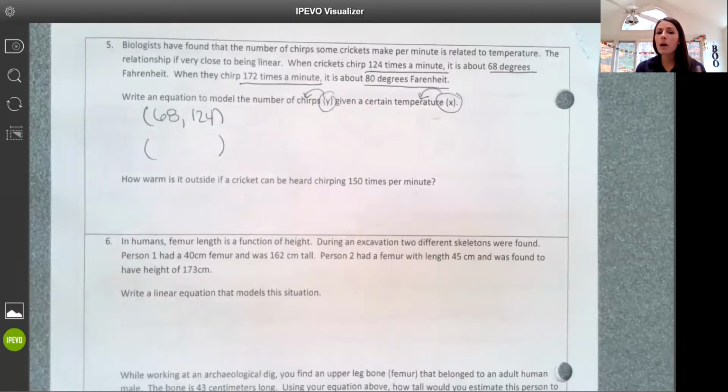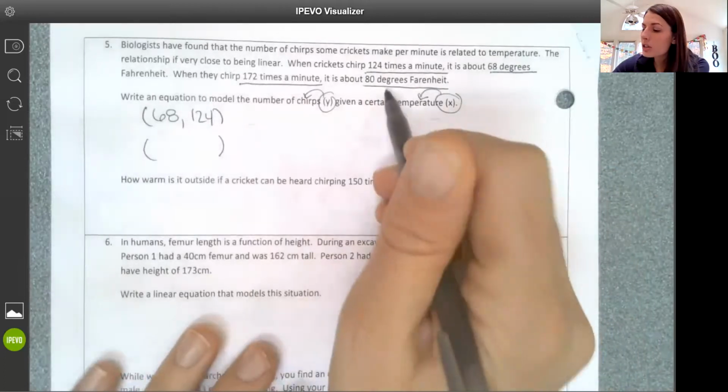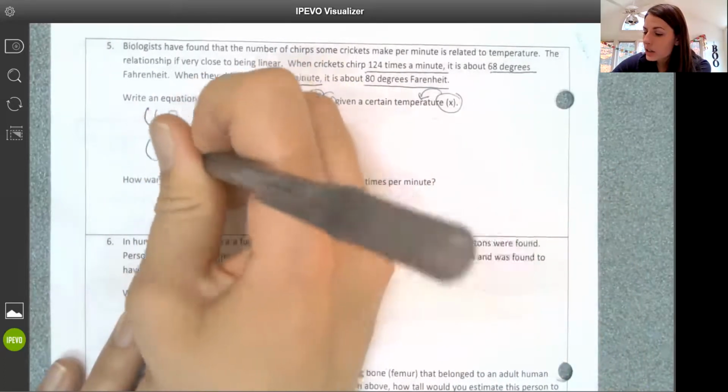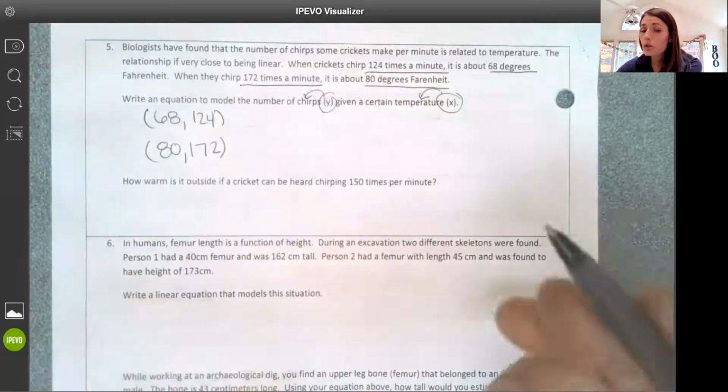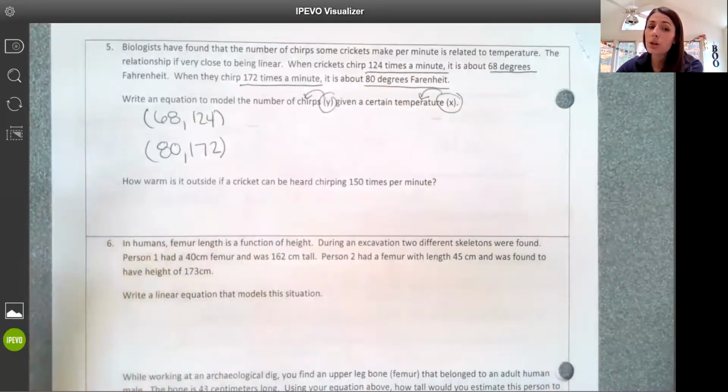Okay, so when you're thinking about how I should set up my ordered pair, think about what would make sense for an equation. It would make sense to be able to put an input of temperature and get an output of how many chirps you would expect to hear. Now the other piece of information I have is that it's 80 degrees, the cricket's chirping 172 times per minute. So now we want to write an equation, but we have 2 points.